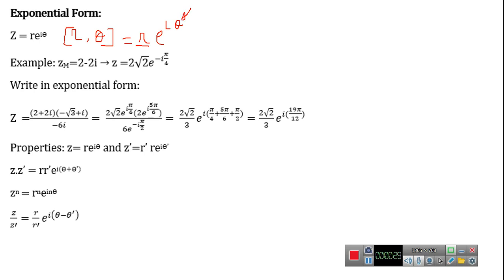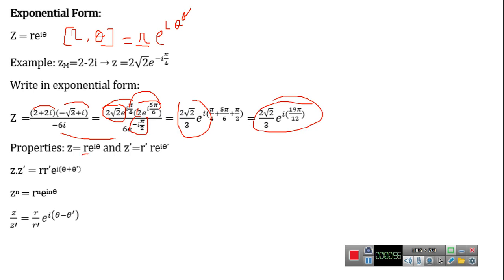So write in exponential form this 2 plus 2i. You know this is 2 radical 2 e^(i pi over 4). This one is here and this one is minus e^(i pi over 2). So you start by the number as we did in polar form, 2 radical 2 times 2 over 6, and for the angle you add this angle plus that angle minus this angle, minus pi over 2, and you're going to get this one. Same property for exponential form and polar form.